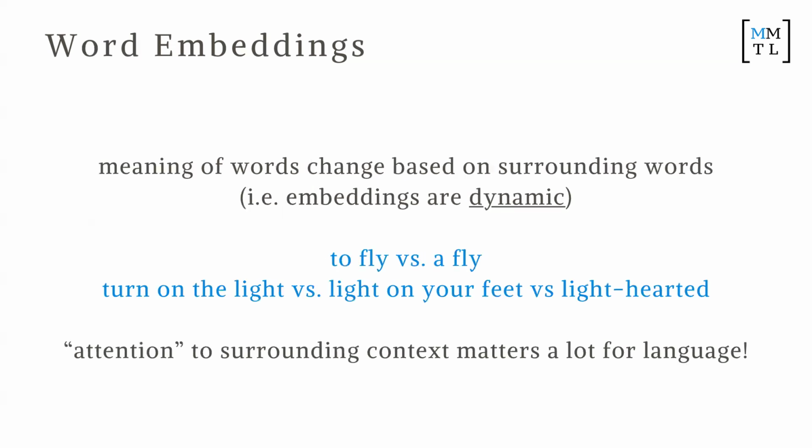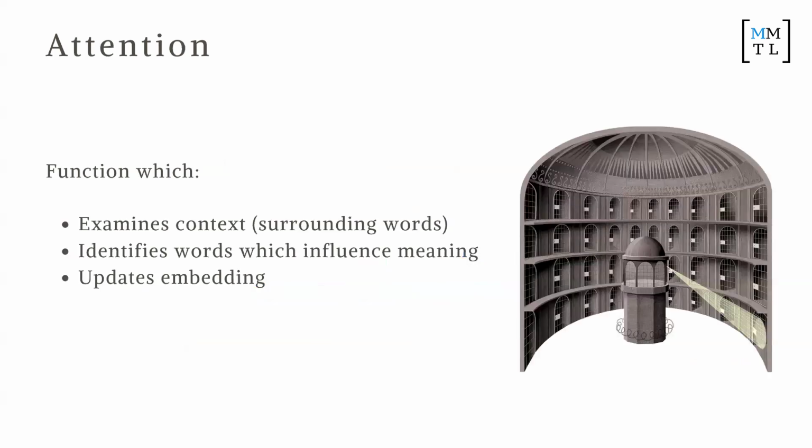We realized in 2017 that the meaning of words changes based on surrounding words. That is, embedding should be dynamic. For example, if I say to fly, that is a completely different meaning to a fly. Just that single word to and a changes this from a verb to a noun, with a completely different meaning of what fly actually is. Another example is turn on the light versus light on your feet, versus lighthearted. You see how they have completely different meanings. Attention to the surrounding context matters a lot for language, which is why attention came from the NLP field.